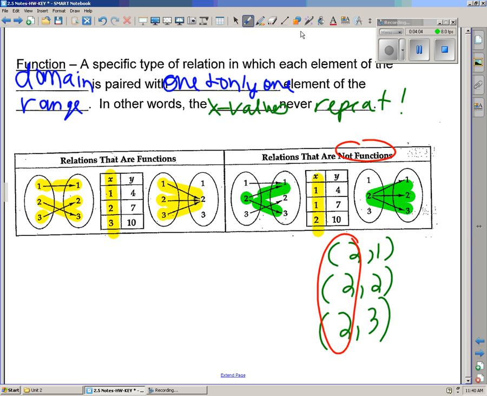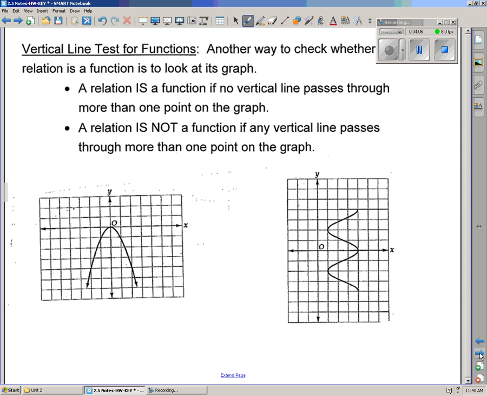There's another way to tell whether or not you've got a function, and it's something that's called the vertical line test, and it's as simple as it sounds. You're just going to be drawing vertical lines to see whether or not you have a function. What it says is a relation is a function if no vertical line passes through more than one point on the graph. The relation is not a function if any vertical line passes through more than one point.